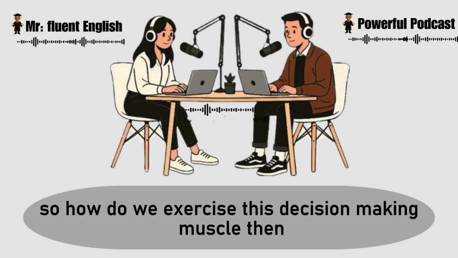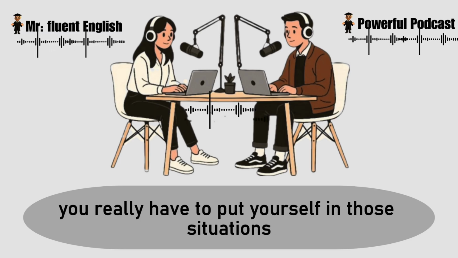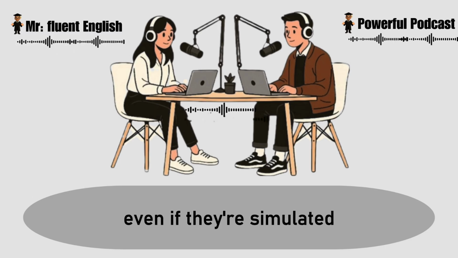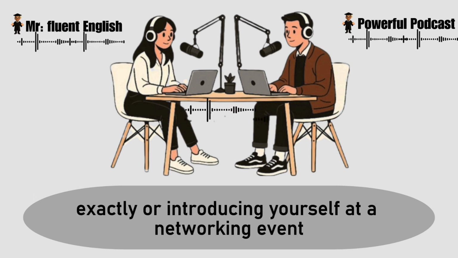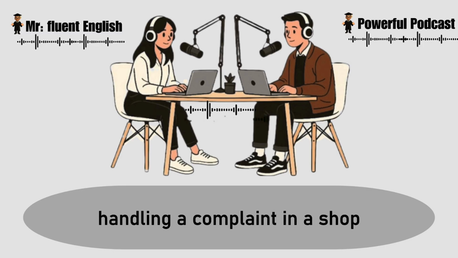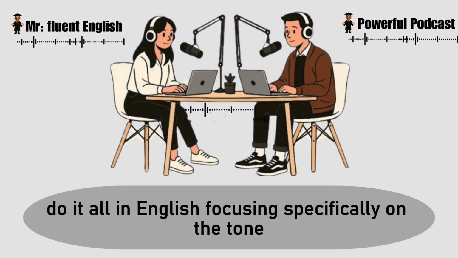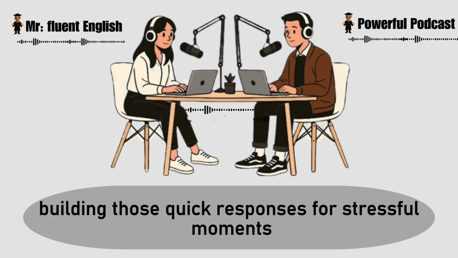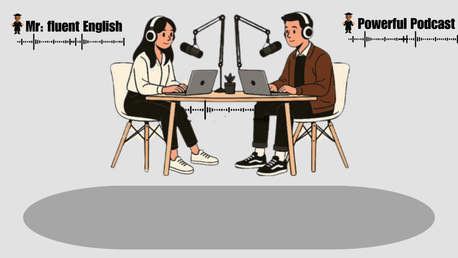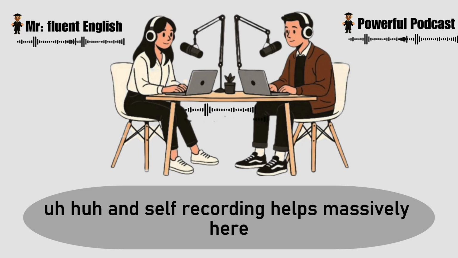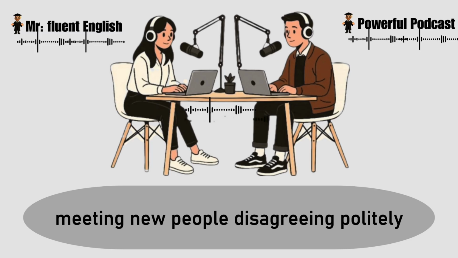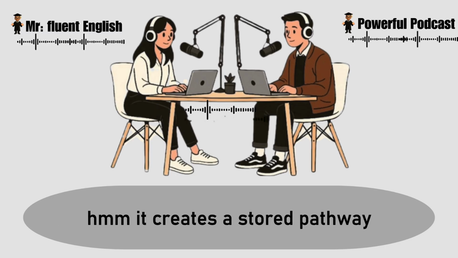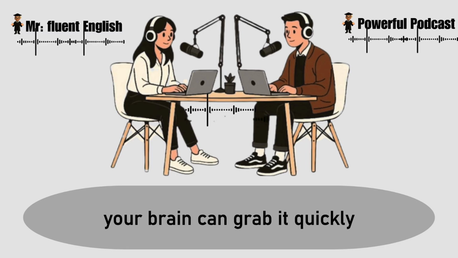So how do we exercise this decision-making muscle then? You really have to put yourself in those situations, even if they're simulated. Role play is key. Like practicing a job interview. Exactly. Or introducing yourself at a networking event, handling a complaint in a shop. Do it all in English, focusing specifically on the tone, the approach, the social dance. Building those quick responses for stressful moments. And self-recording helps massively here. Record yourself playing out these imaginary scenarios, meeting new people, disagreeing politely. It creates a stored pathway, so when the real thing happens, your brain can grab it quickly.